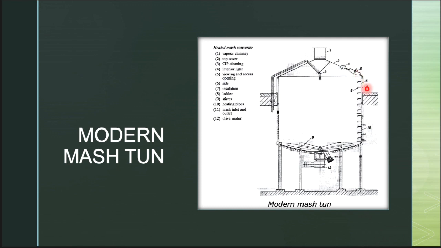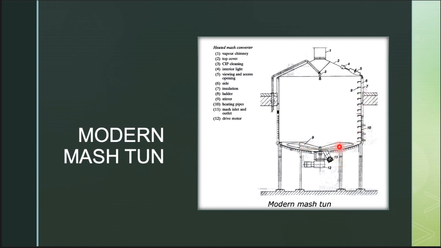The side wall of the cylindrical tank is insulated for safety from the risk of burning due to high temperature. Insulation also helps to prevent heat loss from the vessel and provides better energy efficiency. A ladder is provided for access inside the tank. However, since ladders increase the shear forces and are not hygienic, they are eliminated in modern mash tuns. An external ladder is used when there is a need to access inside the tank.